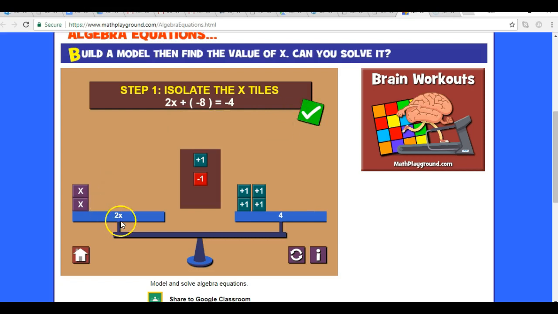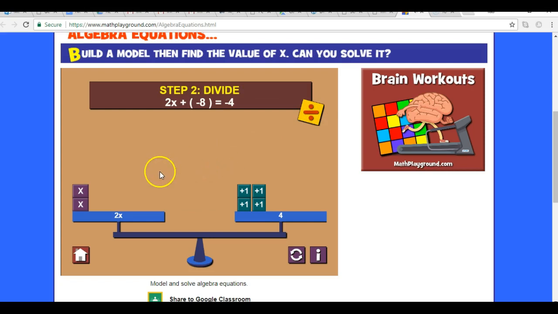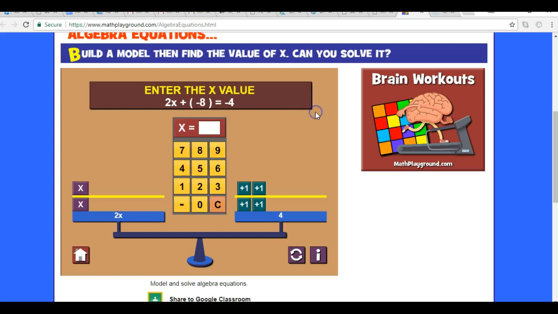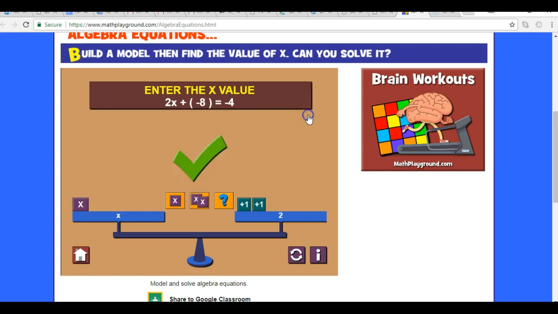So here we have now 2x equals 4. Well, if 2x equals 4, I'm going to divide the 2x in half. I'm going to divide the 2x by 2. That means I'm also going to divide the 4 in half, or I'm going to divide the 4 by 2. So it does that for you. And now it'll show me that 1x is worth 2. So x equals 2. And let's think if that makes sense. If I plug in 2 here, that means 2 times 2 is 4. And 4 plus negative 8 does in fact equal negative 4. So I'm going to be sure that that's true.